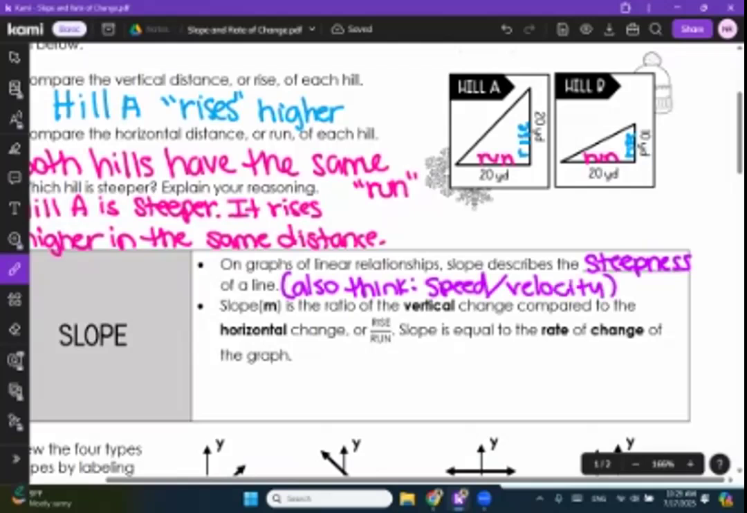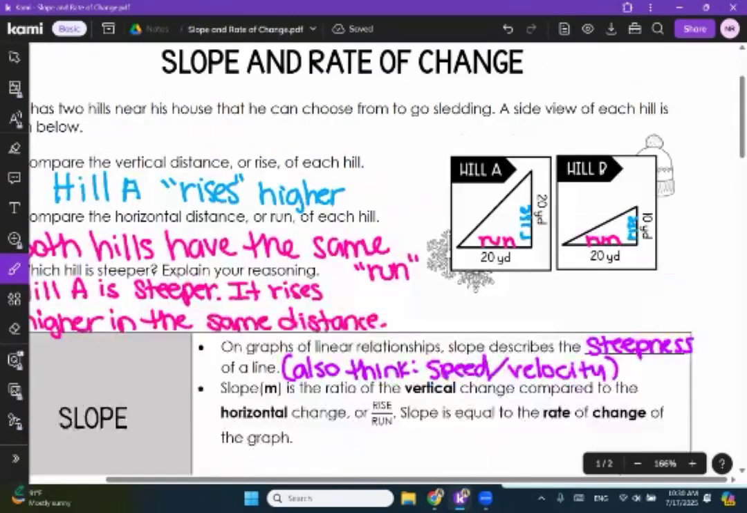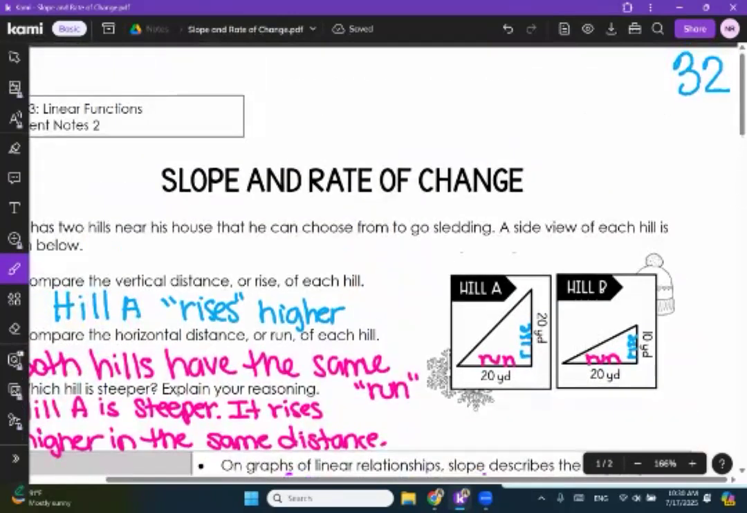Okay. Slope. We talked about it in the last lesson. M is the variable that we use for slope, and it is the ratio of the vertical change compared to the horizontal change, or the rise over the run. Slope is equal to the rate of change of the graph. So up here where it says slope and rate of change, they actually mean the same thing. So if on a test question you ever get asked what is the rate of change, they're also asking for slope.